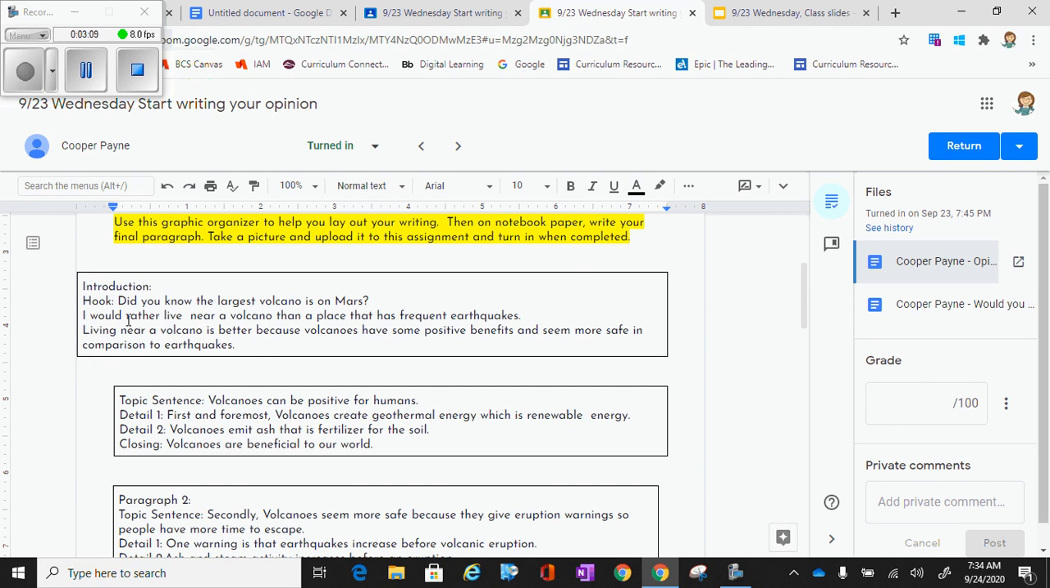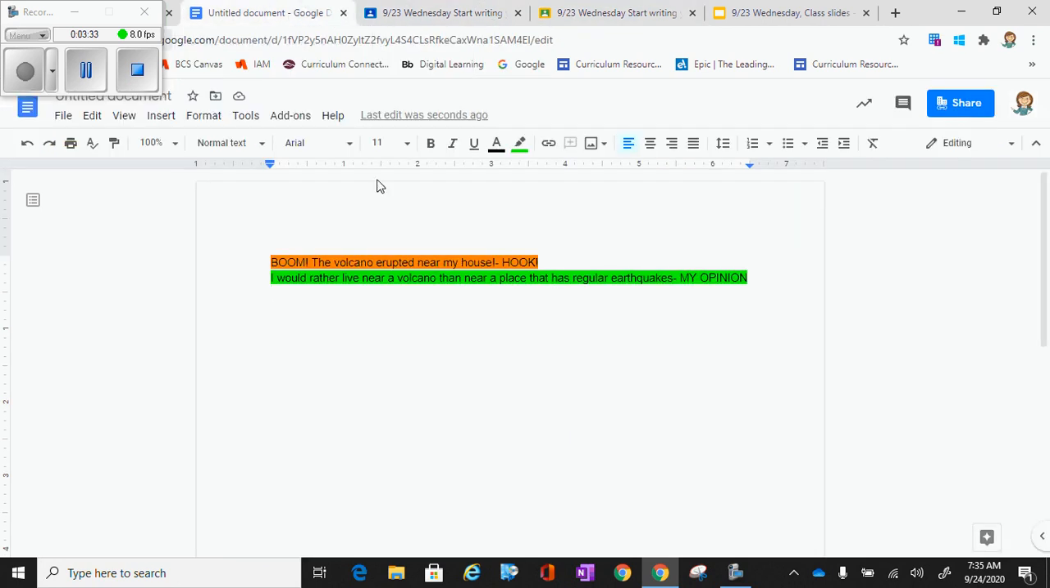After you've done your hook and you've given your opinion, then the next thing is: living near a volcano is better because volcanoes have some positive benefits and seem more safe in comparison to earthquakes. This was an opinion that Ms. Schultz wrote. You would do something similar to that. So on mine, I could say something like, volcanoes seem safer since some of them are dormant. And I'm probably spelling that wrong. No, maybe it looks like I got it right. Some of them are dormant and have, oh, I did spell it wrong, have not been active in years.